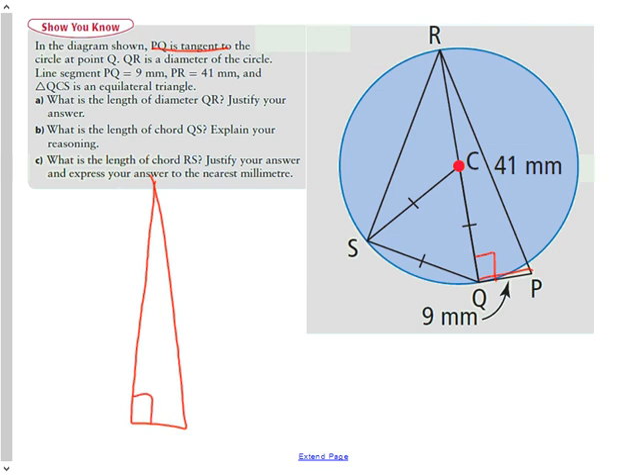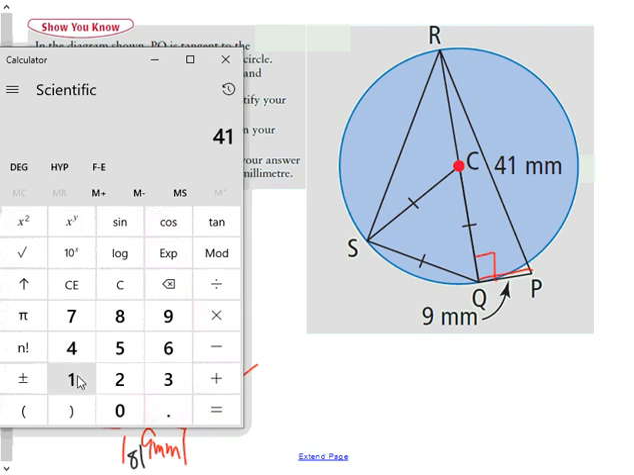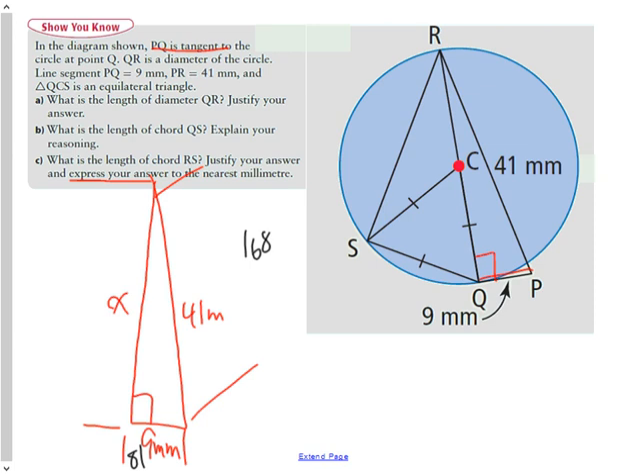This was 9 millimeters, that's the line. This is 41 millimeters, and this is this line right here. Okay, so we're going to solve it with Pythagoras. I'm going to use squares again. Just put my lines down. 9 squared is 81. 41 squared is 1681. That's the area of that square. That's the area of that square.